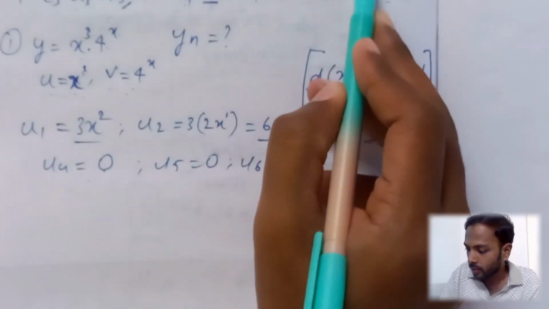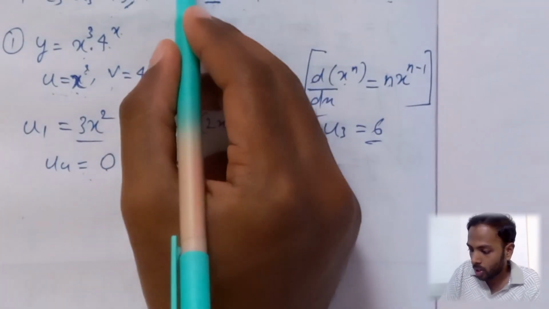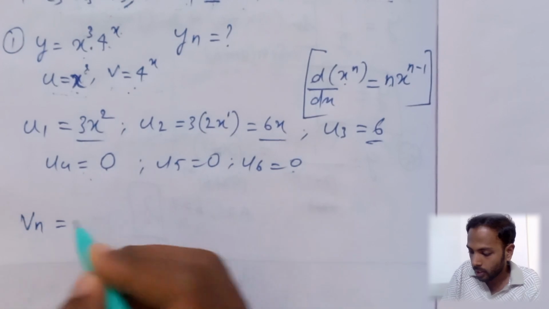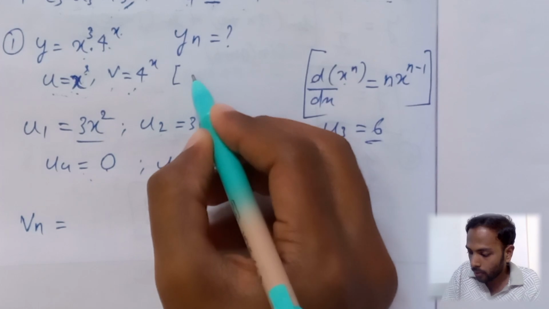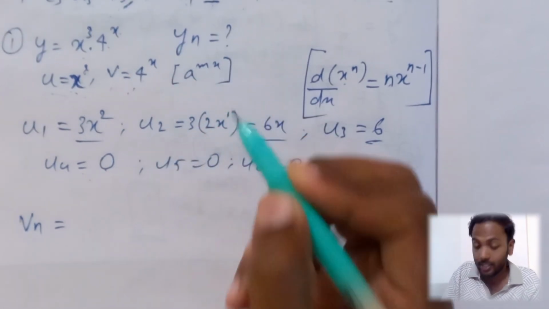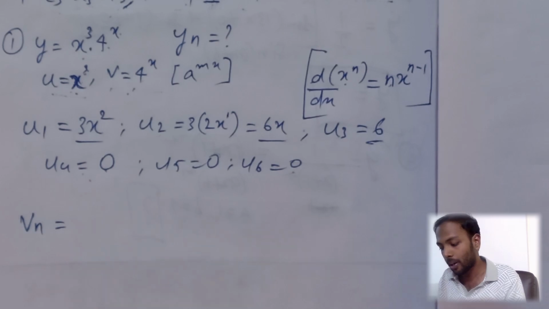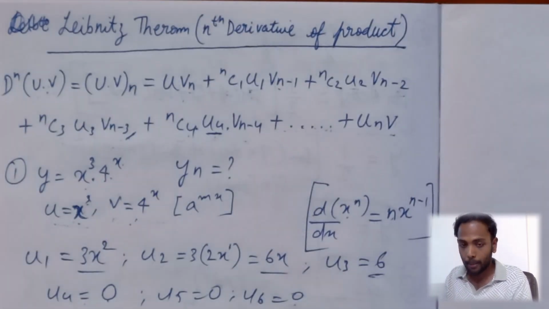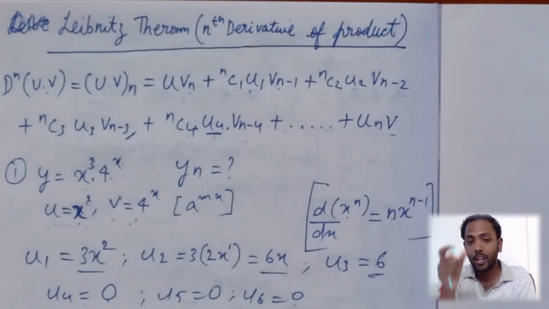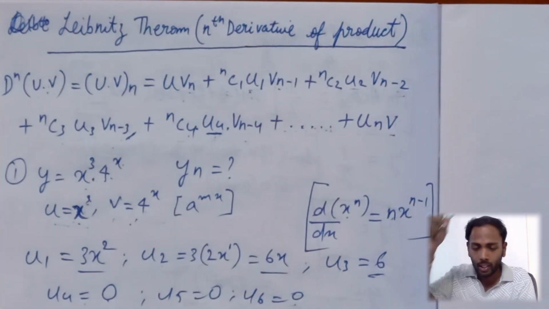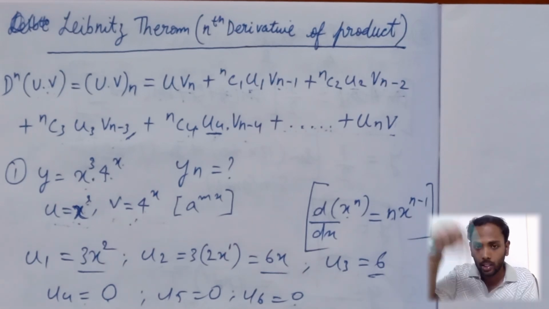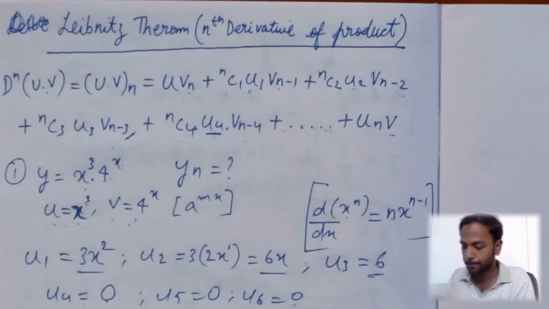Now let's go to v. So what is vn? What is v? 4 power x, right? So isn't this in the form of a power mx? Now what comes to your mind when you see a power mx? In the previous 2 videos where I taught the nth derivative of standard functions, we saw this example clearly. If you haven't checked, I've given a link in the description. Please go watch it after this.